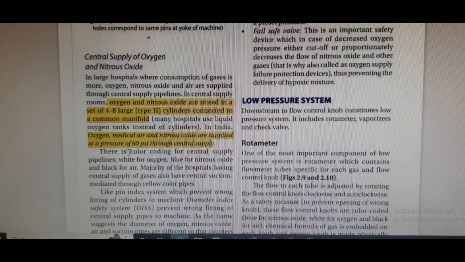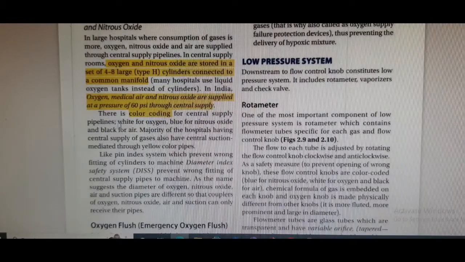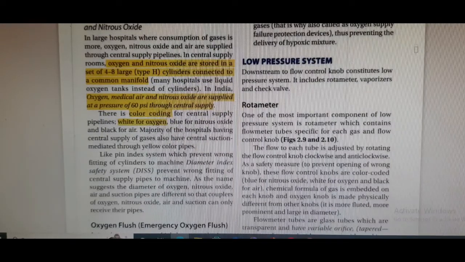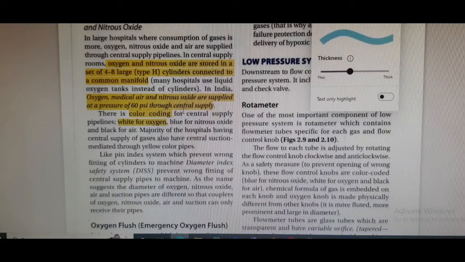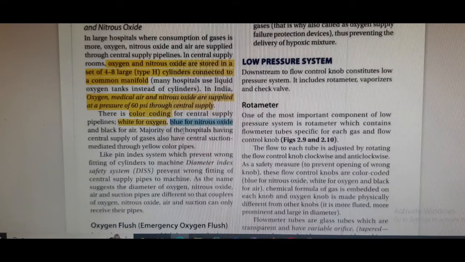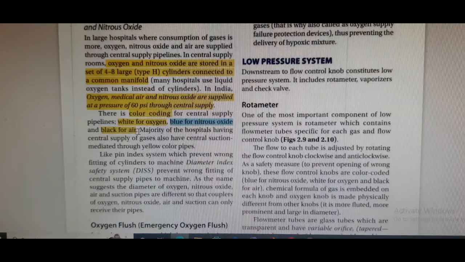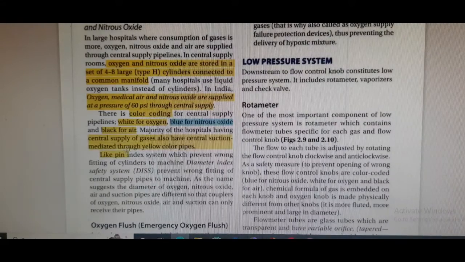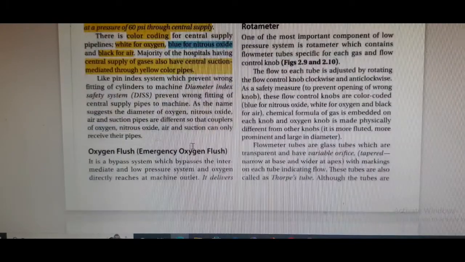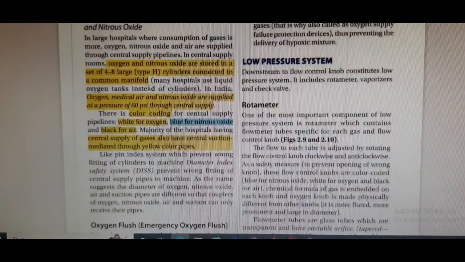Each gas is given a color code. The central supply pipelines are color coded: white for oxygen, blue for nitrous oxide, and black for air. Those are the different color codings for the different gases obtained from the central supply. The majority of hospitals have central suction also, and these suction pipes are yellow colored. That is the central supply of oxygen and nitrous oxide.